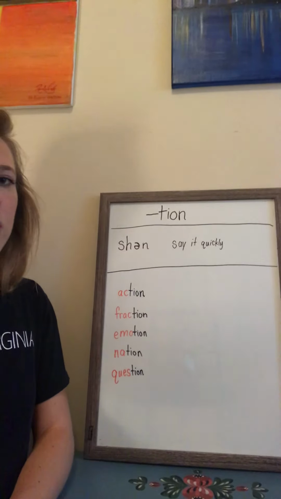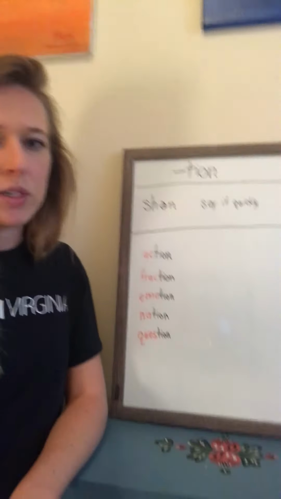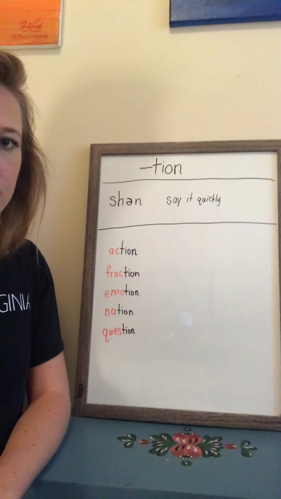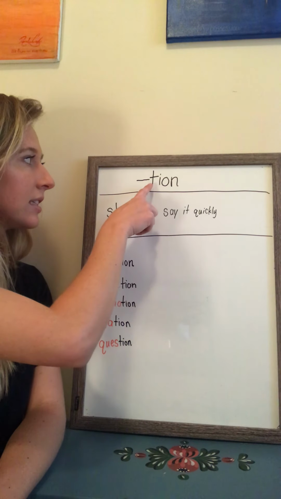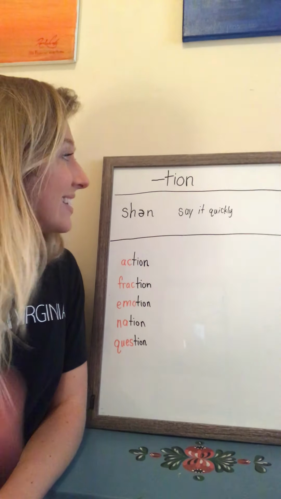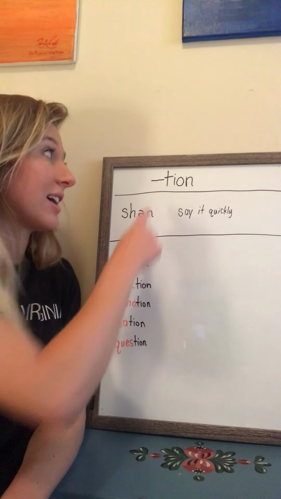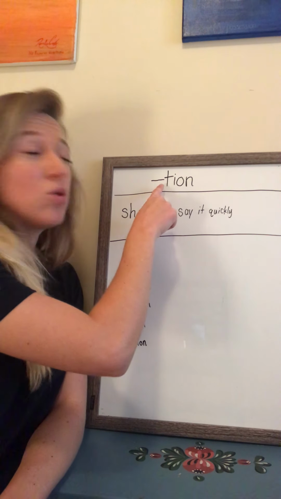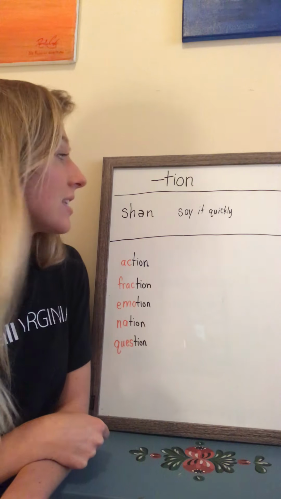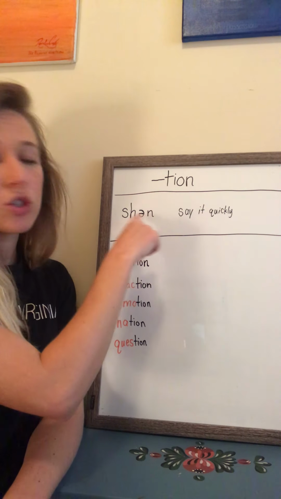So what we have here today is a special type of word ending. And that word ending, if I can move this down a little bit, is T-I-O-N. Now, there's a trick about this. The T-I-O-N does not actually make its real sound that you would think it would make. You don't even hear a T in this ending. It actually makes the shun sound.